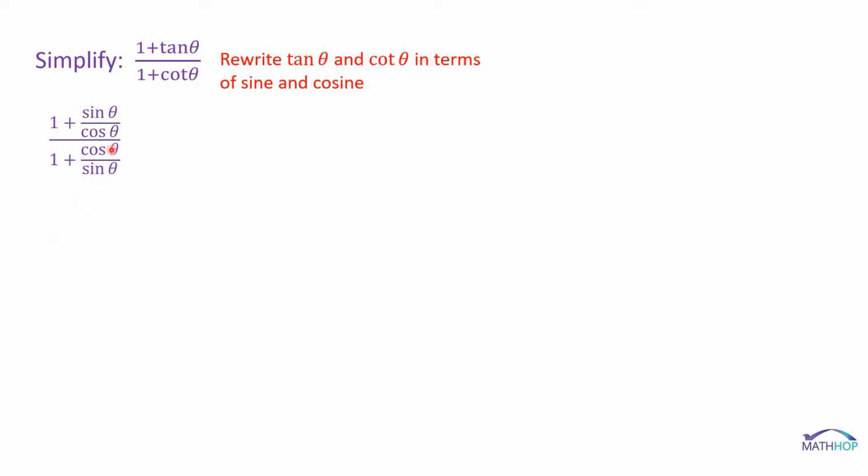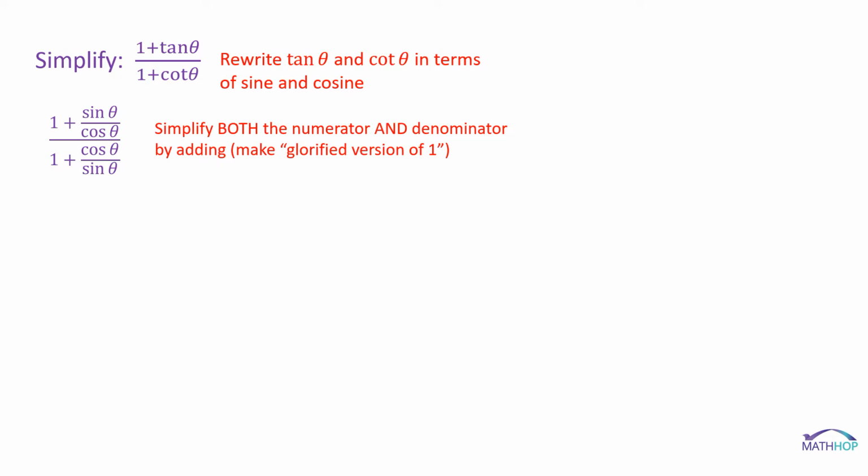So now we have this numerator with an expression where we are adding a fraction and a whole number. We have a denominator with an expression where we're adding a fraction and a whole number. So what we're going to do is simplify both the numerator and denominator. And yes, that means by adding them.